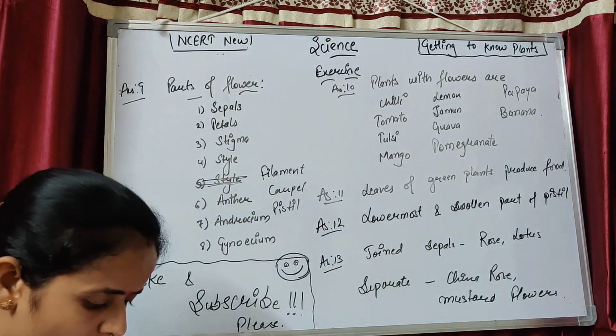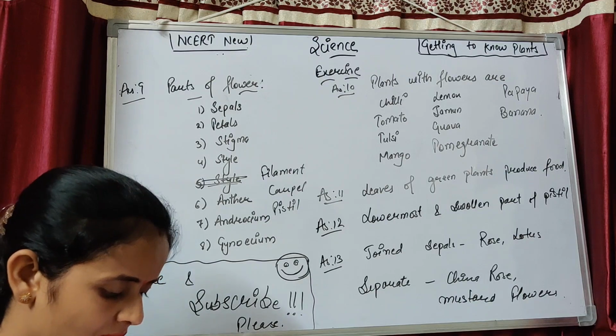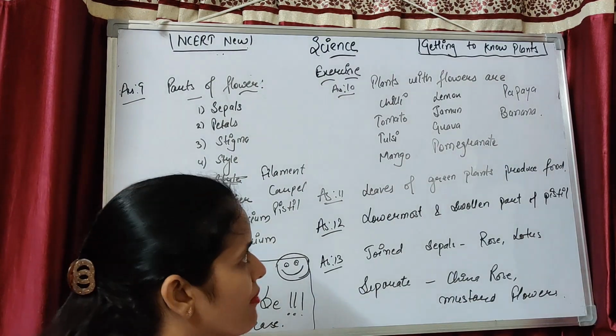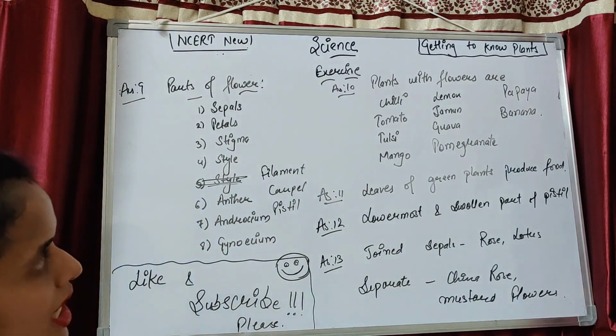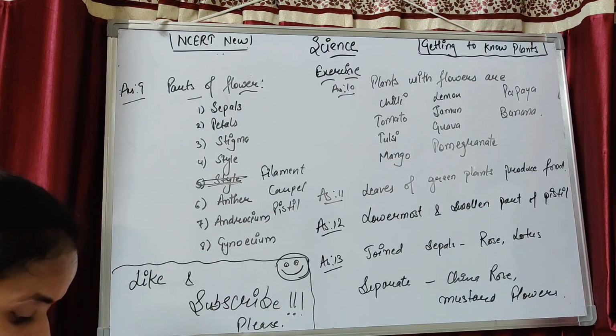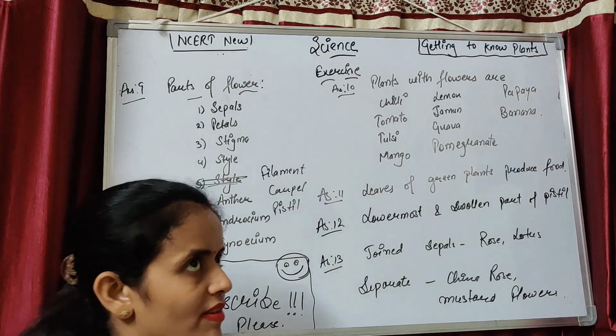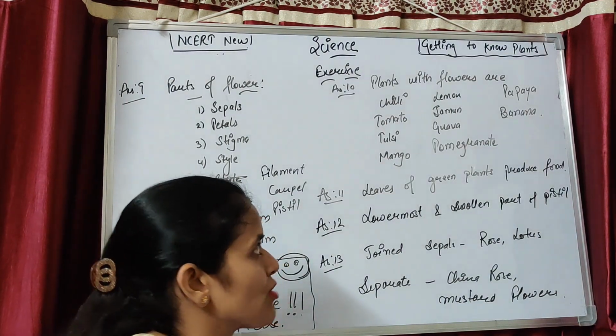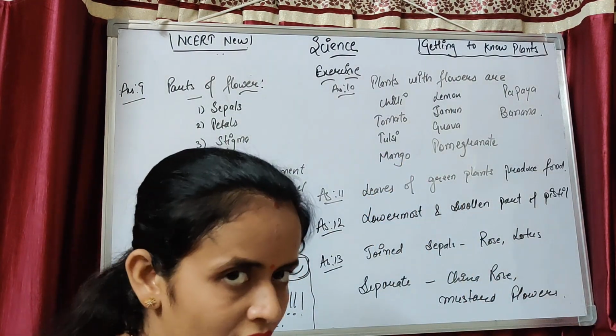Okay. I think 10 or 12 names are given in the question, so you have to pick out the plants which give flowers. Those that you have seen and have flowers. So I am writing the answer: plants with flowers only.